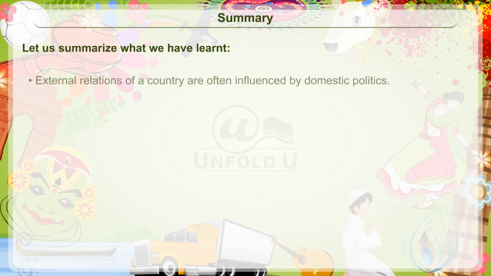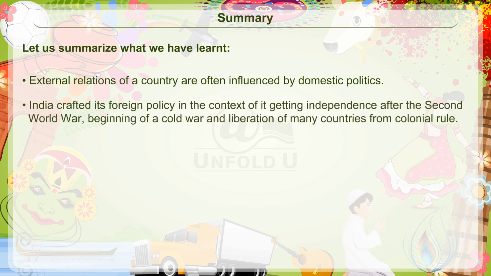Summary. Let us summarize what we have learnt. External relations of a country are often influenced by domestic politics. India crafted its foreign policy in the context of it getting independence after the Second World War, the beginning of a Cold War and liberation of many countries from colonial rule.